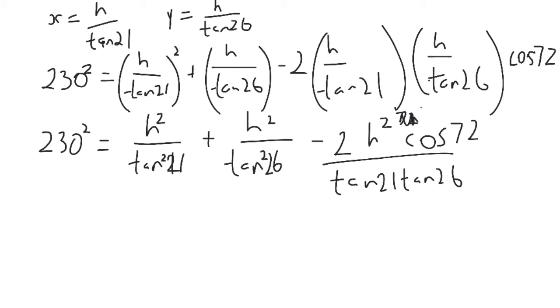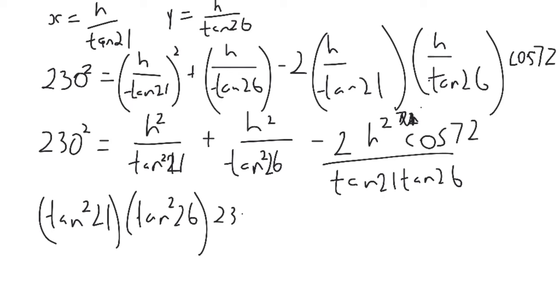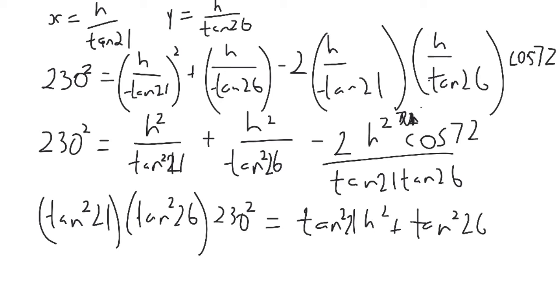So we'll end up with tan squared 21, tan squared 26, 230 squared on the left equals tan squared 21 h squared plus tan squared 26 h squared minus 2h squared cosine 72 tan 21 tan 26.